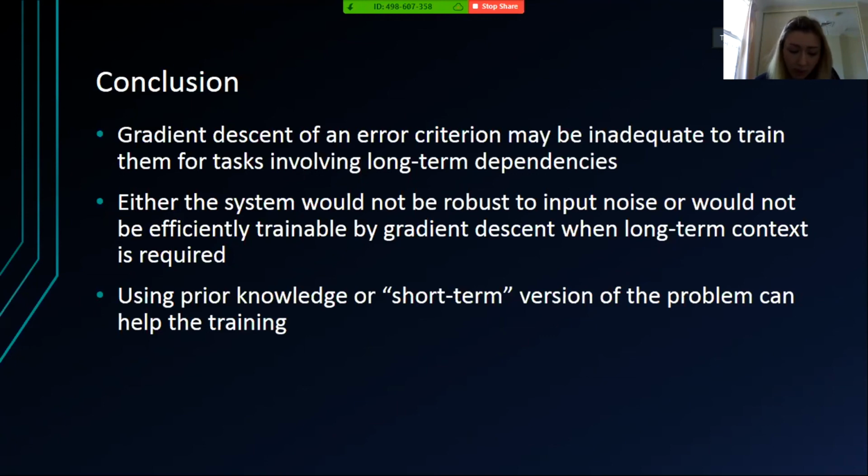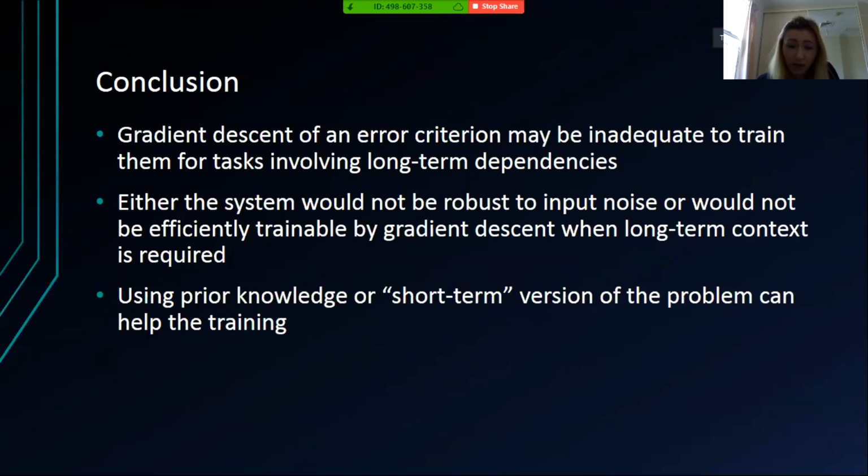Results presented in the paper hold for any error criterion and not only for the mean square error. So this obviously doesn't mean that it's impossible to train a recurrent network on a particular task, but gradient descent becomes increasingly inefficient when the temporal span of the dependencies increases. So ways to help training could be either using prior knowledge or using the short-term version of the problem.